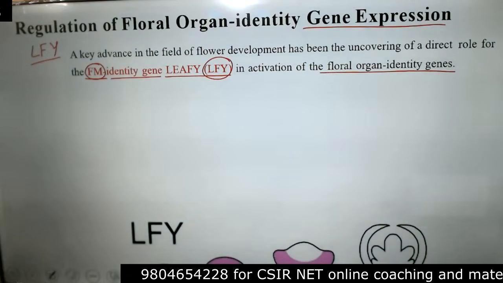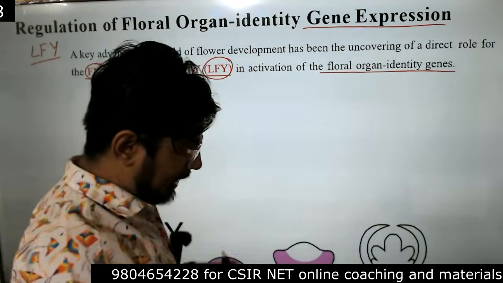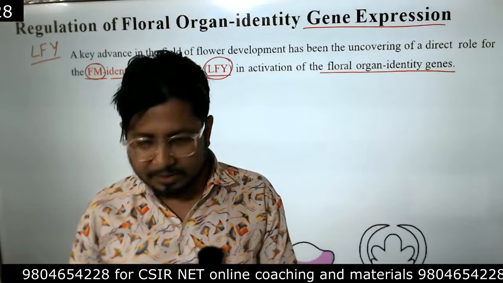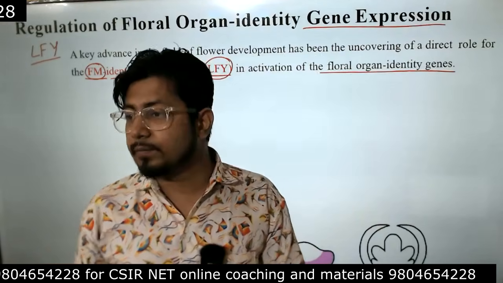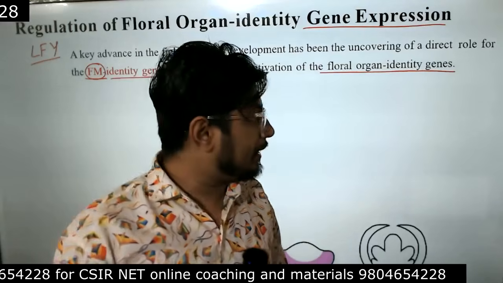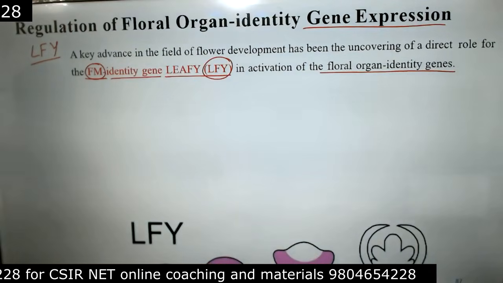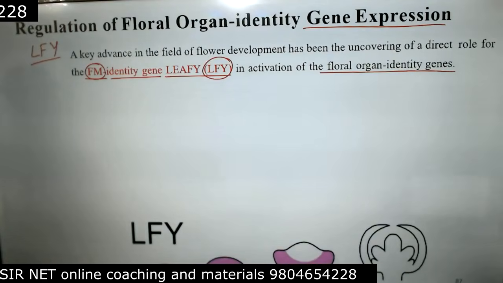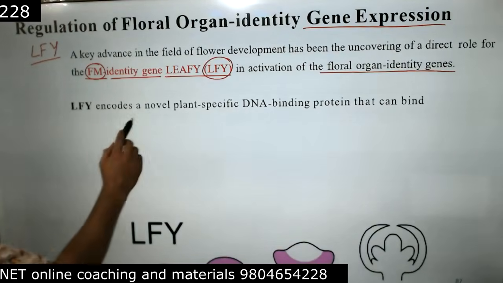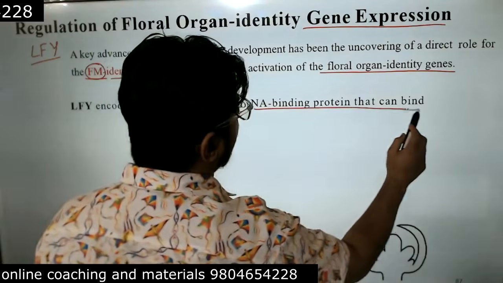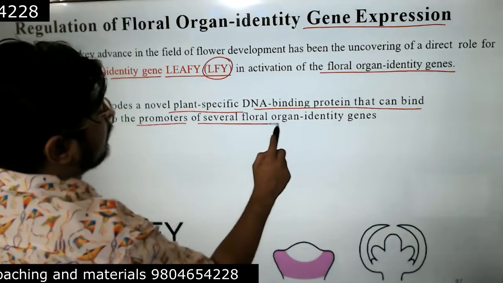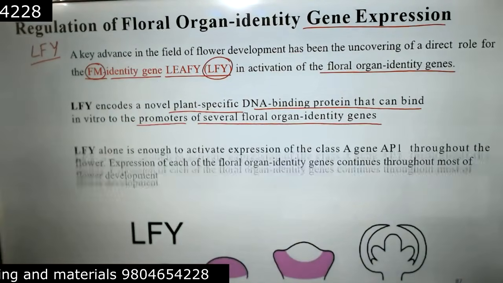Okay, so as I mentioned earlier, there are MADS domain proteins that act as transcription factors. They go and interact with the DNA and initiate transcription of a specific region, translation, and the gene products are produced. But how are they regulated? Basically, the regulation is done by the floral meristem identity gene, the LEAFY gene. LFY encodes a novel plant-specific DNA binding protein that can bind to the promoters of several floral organ identity genes.